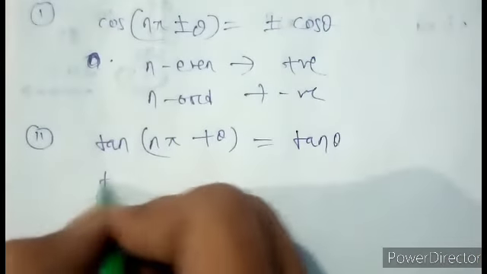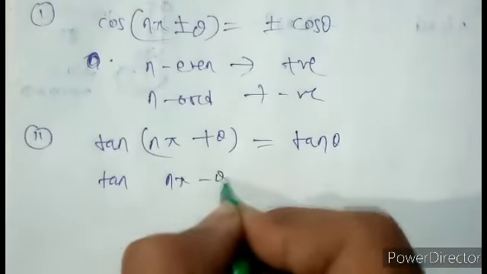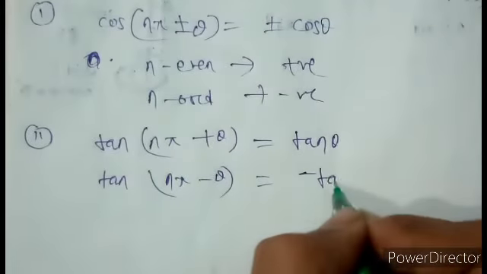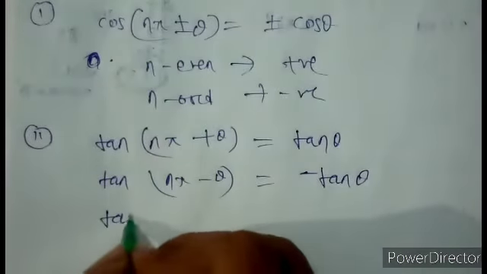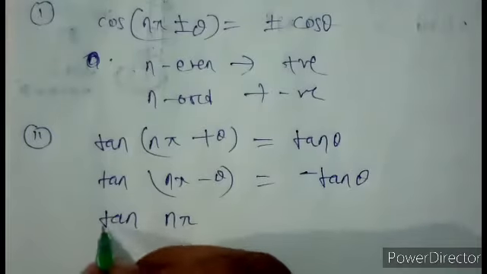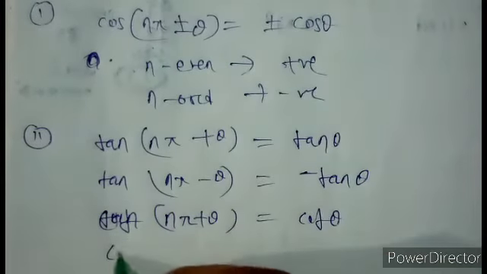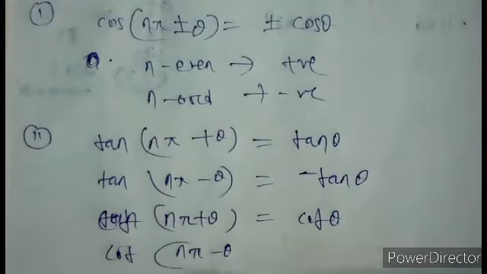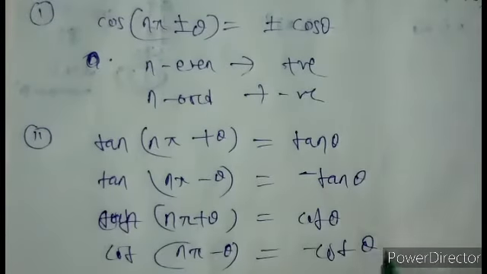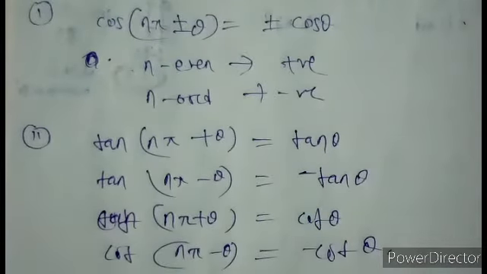Then come to the formula tan(n pi plus theta) is equal to tan theta, tan(n pi minus theta) is equal to minus tan theta, or cot(n pi plus theta) is always equal to cot theta, and cot(n pi minus theta) is always equal to minus cot theta.